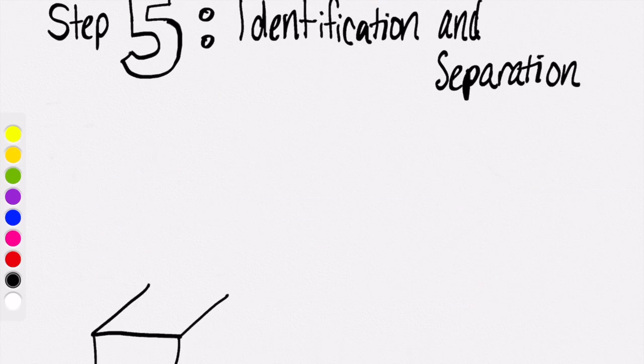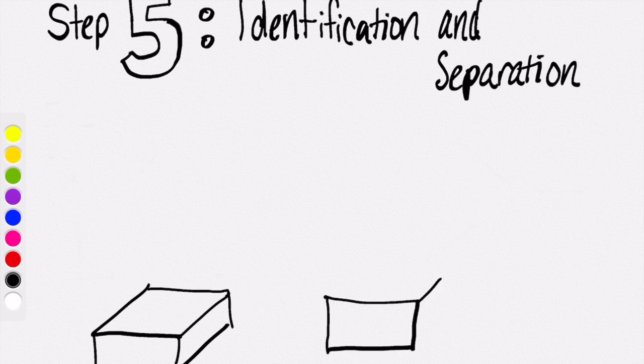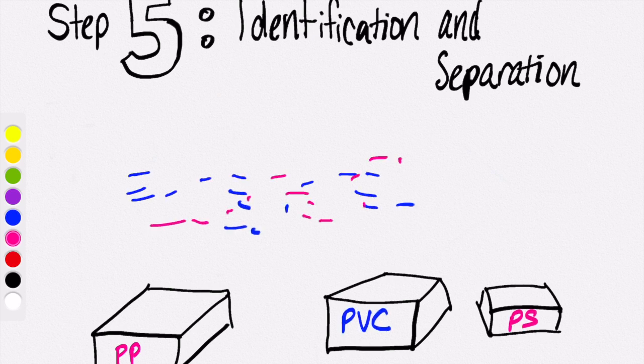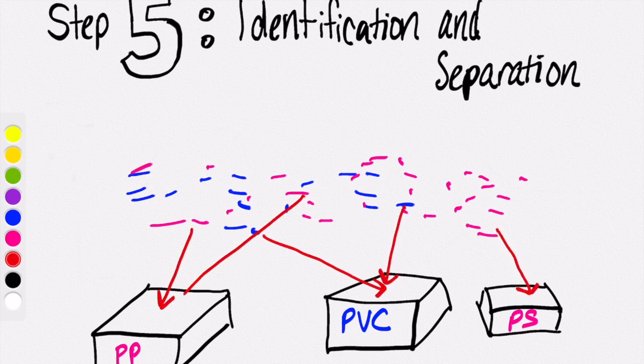The fifth step in mechanical recycling is identification and separation of plastics. In this step, plastic pieces are tested for their class and quality and are segregated by density. Then after this, there is a test for air classification to determine the thickness of the pieces.